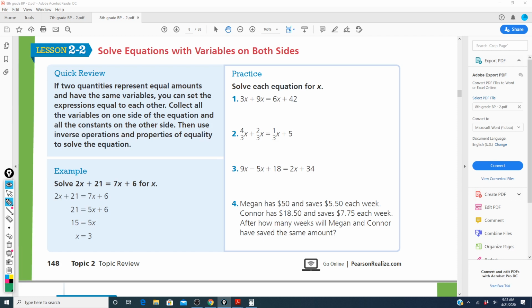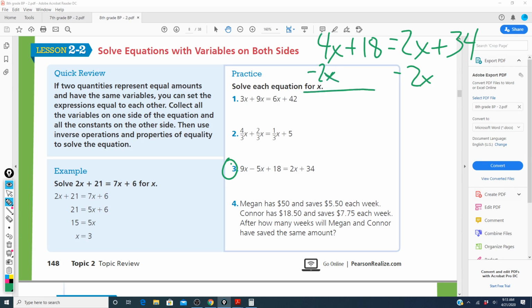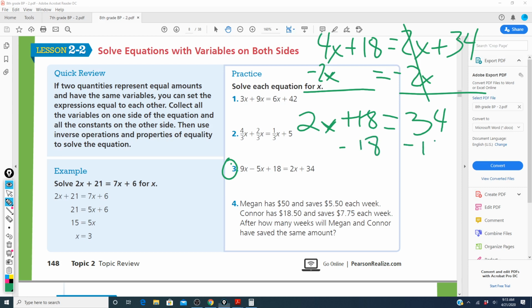Let me do number 3 real quick here. Again, you want to combine your like terms, and then get your x's to one side. So 9x minus 5x is going to be 4x, plus 18 equals 2x plus 34. Again, let's get the x's to one side. It's going to leave our right side at 34, and our left side at 2x plus 18. We then want to subtract 18 from both sides.